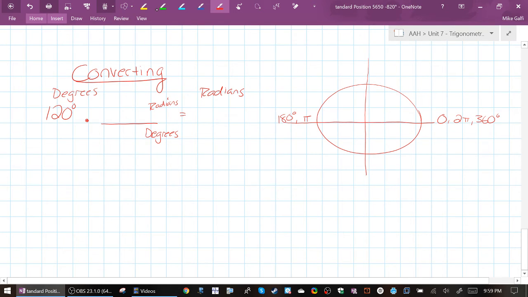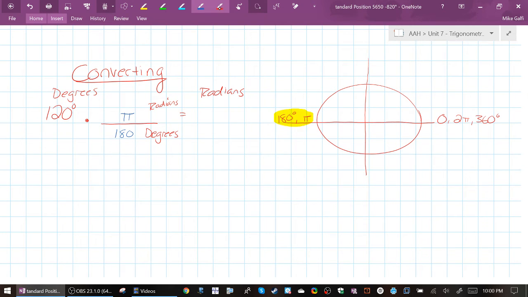Nice and simple. Your whole unit circle is full of them. So we could use 0 is the same as 360 degrees and 2 pi, but I actually like this one right here. 180 degrees is equal to 1 pi. All I have to do is put that in here. Okay, degrees are here. I want to cancel. That's 180 degrees down here. And 180 degrees is 1 pi radian.